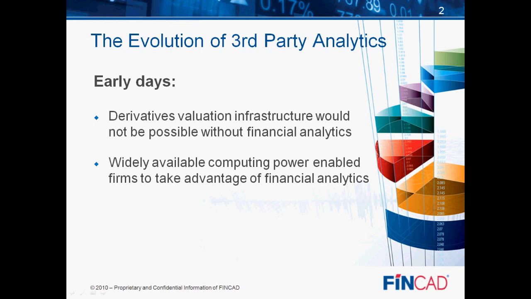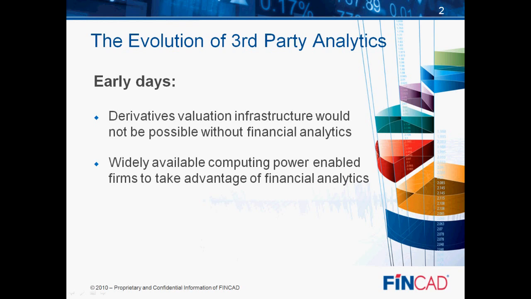The modern over-the-counter derivatives market wouldn't be possible without first financial analytics and, of course, widely available and inexpensive computing power. When Fisher Black and Myron Scholes released their paper on option pricing in 1973, that was regarded as a seminal moment, but the OTC markets really didn't get going until the 1980s, and it was because of that absence of inexpensive computing power.